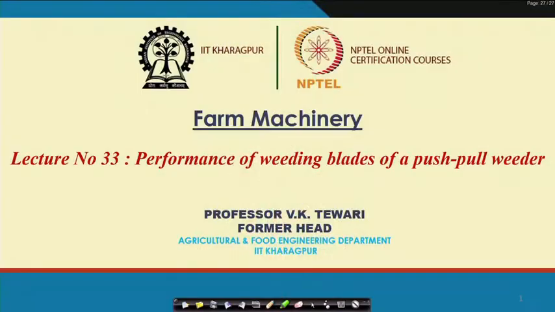Here I would like to tell you about the performance of different types of weeding blades of a push-pull weeder. In the previous lecture I discussed what these push-pull weeders are: devices which are manually operated, where we cannot keep pushing, we have to push and pull. This way we are in a position to conserve energy and do the work faster. So, these push-pull weeders are widely used.